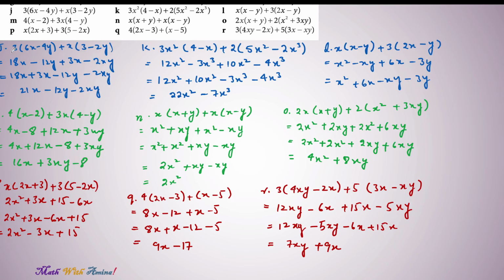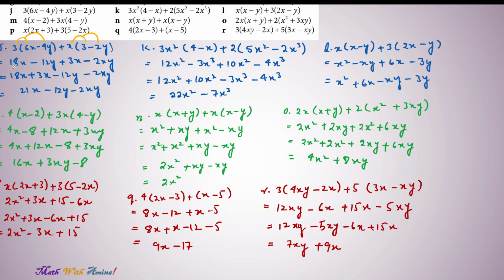Then we have J expression, which is 3 multiplied by, in the bracket 6x minus 4y, plus x, bracket open, 3 minus 2y, and the second bracket is closed. So 3 gets multiplied with 6x and minus 4y. With the second bracket, x gets multiplied with 3 and x gets multiplied with minus 2y. As a result, we get 18x minus 12y plus 3x minus 2xy.